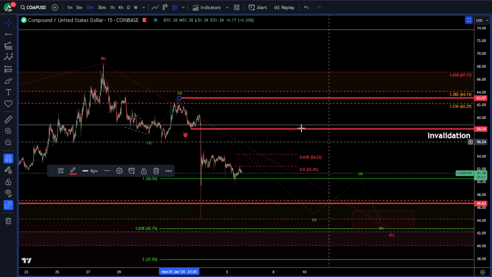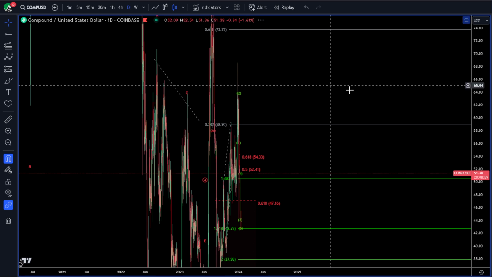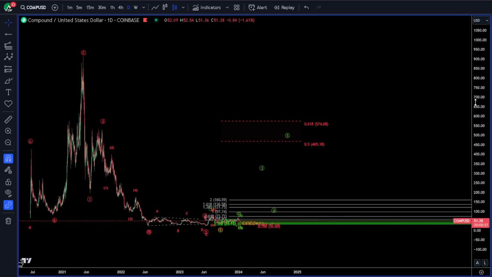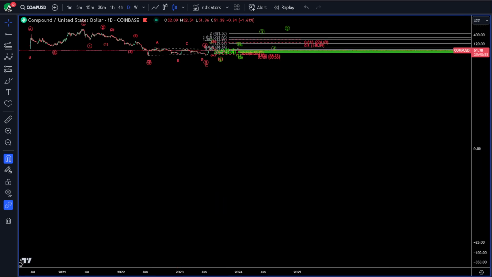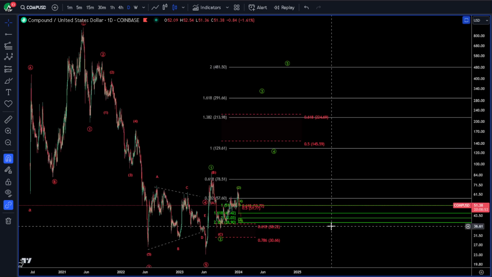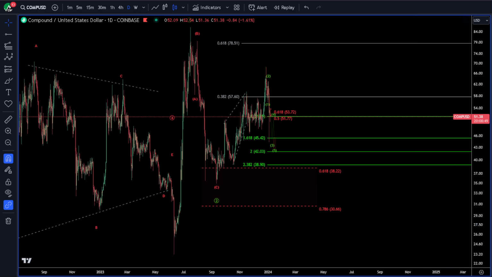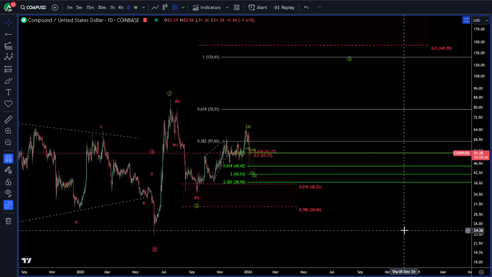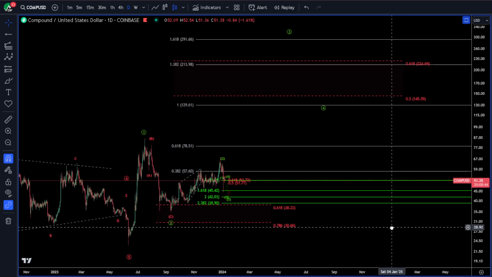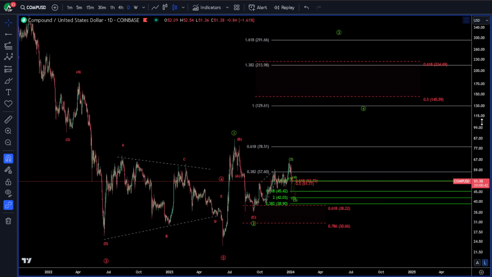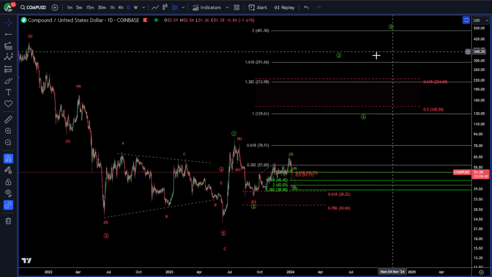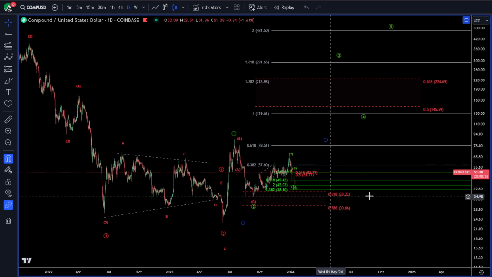I wish I had more for you on compound, guys, and keep in mind it did do exactly what we wanted in previous videos. Pretty much exactly what we wanted. The issue is the waves aren't clean, so we can't really lean into anything at this time. But good news is, when this finally does resolve, we have targets way up here, as long as this count stays intact.